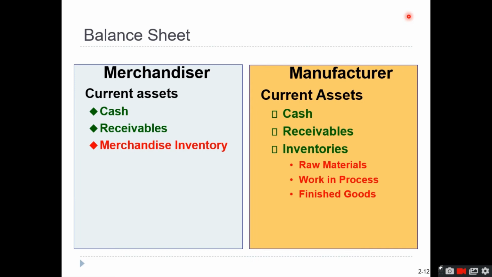So, going to our balance sheet, just remember the classification of your inventory. Inventory is generally part of your current assets. And when you talk about inventories, they can be classified as either raw materials, work in process inventory, and finished goods if we are talking about a manufacturing firm. For a merchandising firm, we only have one inventory item, and that is the merchandise inventory, or the finished goods that you acquired for the purpose of reselling.